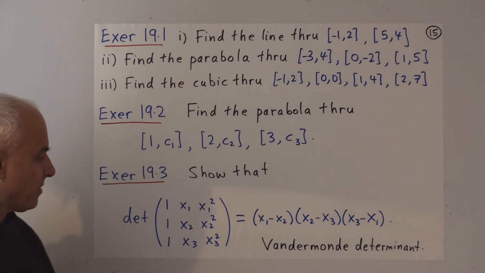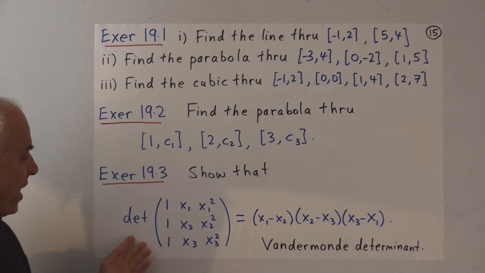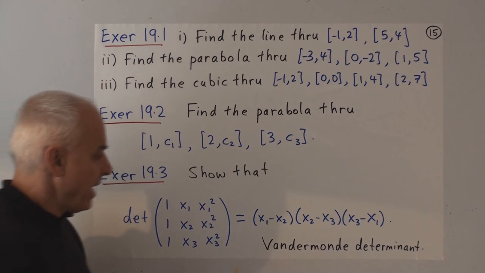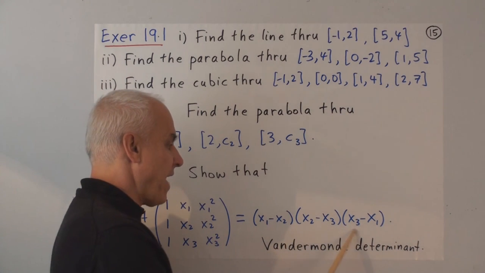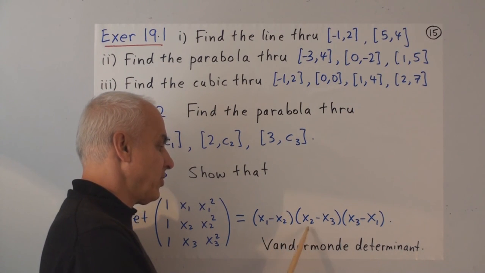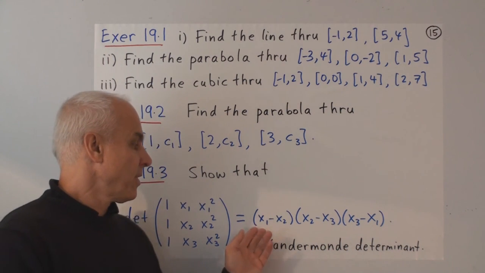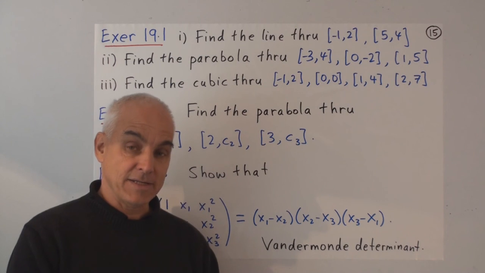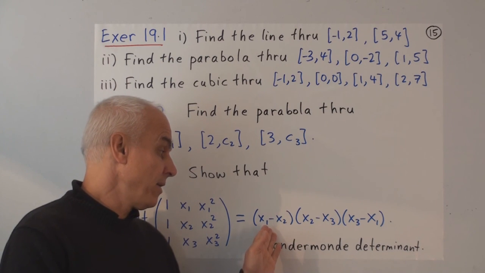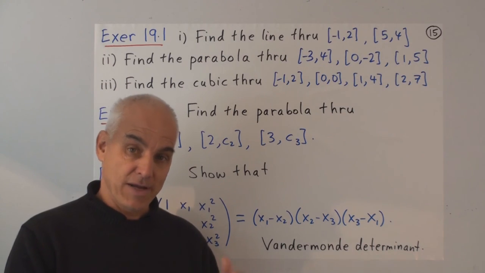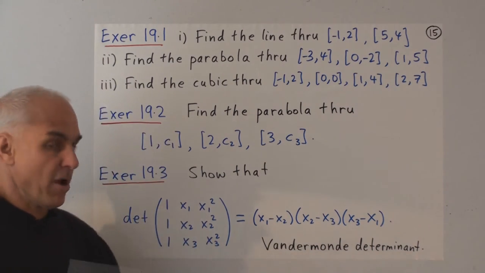The Vandermonde matrix determinant, interesting exercise to show that the determinant of this 3 by 3 matrix is the product of 3 factors: x1 minus x2, x2 minus x3, and x3 minus x1. So the determinant is 0 precisely when 2 or more of these 3 values are equal. It's called a Vandermonde determinant.